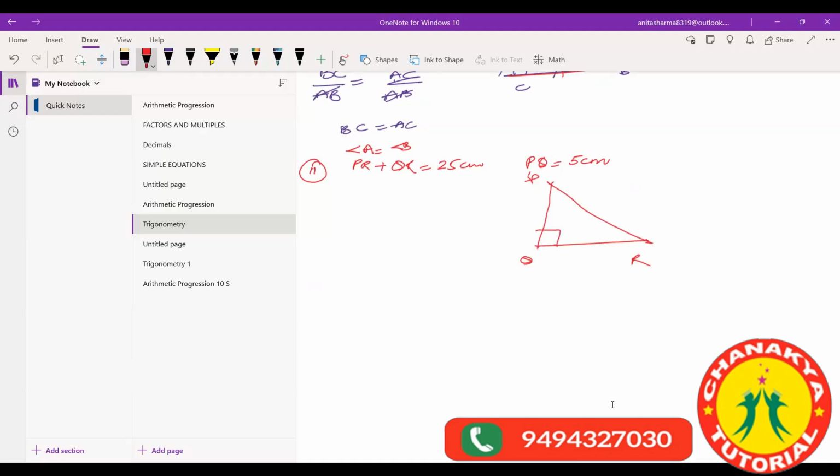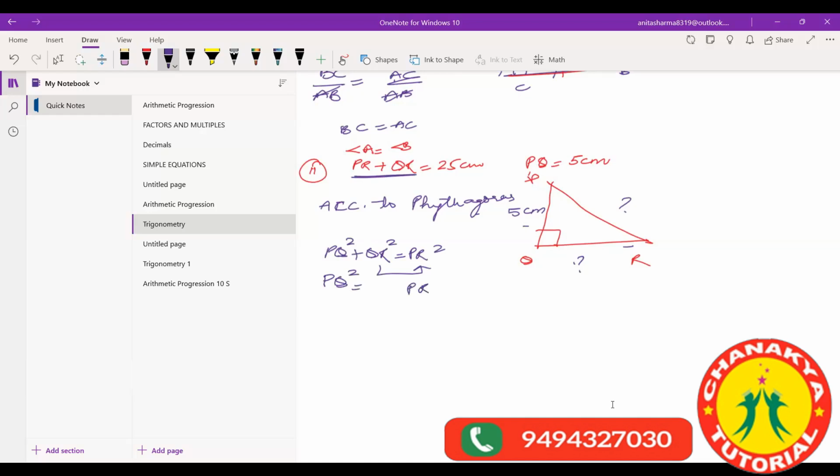Am I audible, children? Yes, ma'am. Now PQ is given 5 centimeter. So let QR and PR be unknown. So apply the Pythagoras theorem first. According to the Pythagoras theorem, PQ square plus QR square will be equal to PR square, right, beta? Perpendicular square plus base square is equal to hypotenuse square. Now we have given PR plus QR, so we will shift this QR to the right hand side. So PQ square will be equal to PR square minus QR square.